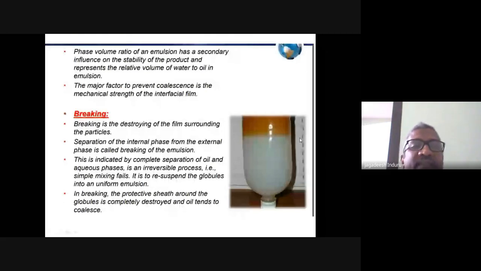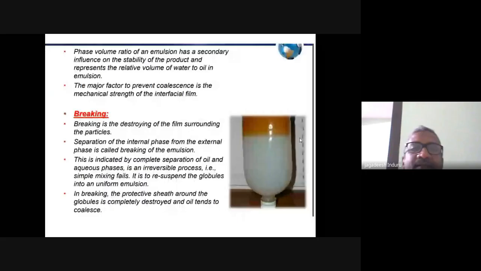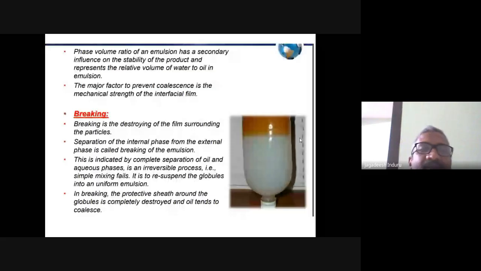Another issue with coalescence is the phase volume ratio. When the phase volume ratio is very high, extending more than 75%, up to 75% of the dispersed phase can be accommodated as a stable emulsion. Beyond it, the dispersed globules will convert into a continuous phase. Then the emulsion will be reversed, and because of the coalescence.